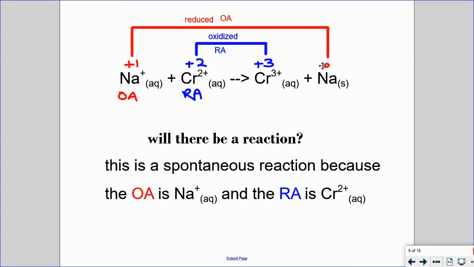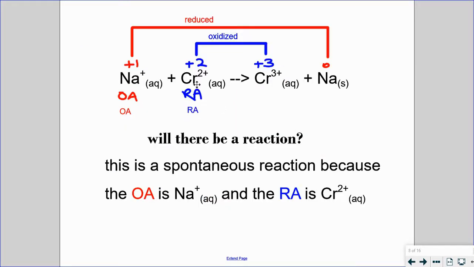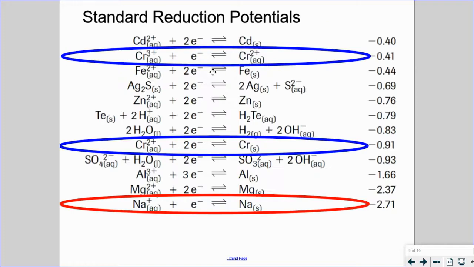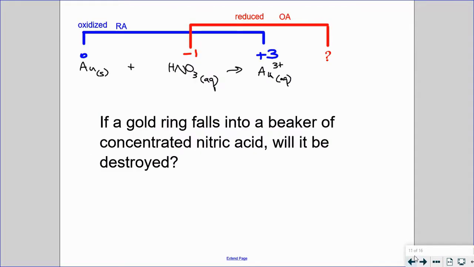Sodium is reduced from +1 down to 0, so it's the oxidizing agent. Chromium is oxidized from +2 to +3, so it is the reducing agent. On the standard reduction potentials, we have two different equations that contain chromium. Which one do we need? We need the one that goes from 2+ to 3+. That's here. Sodium ion is the oxidizing agent and is below the reducing agent, so this is not going to be a spontaneous reaction.